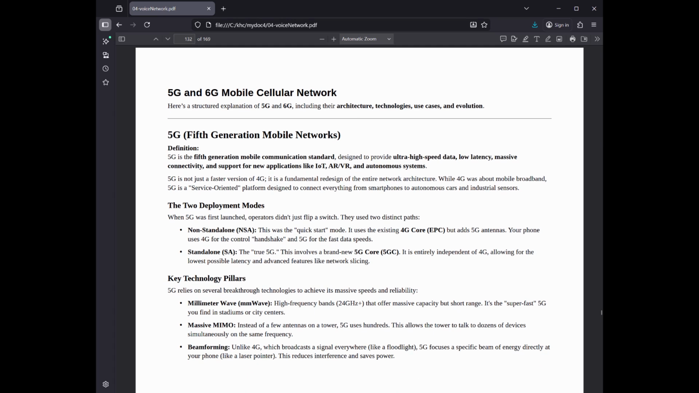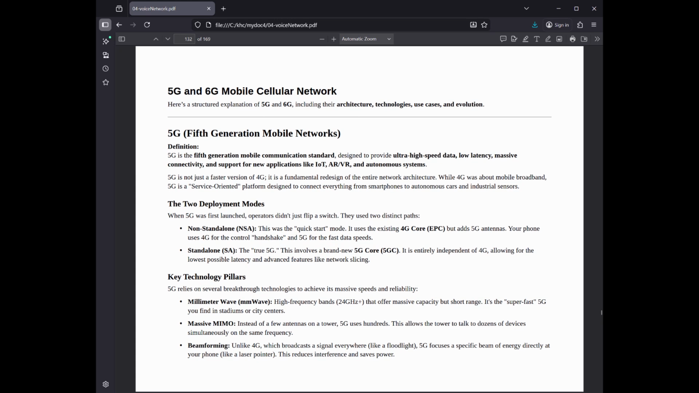Standalone, SA. The true 5G. This involves a brand new 5G core, 5GC. It is entirely independent of 4G, allowing for the lowest possible latency and advanced features like network slicing. Key technology pillars: 5G relies on several breakthrough technologies to achieve its massive speeds and reliability: mmWave, high-frequency bands, 24 GHz+, that offer massive capacity but short range.